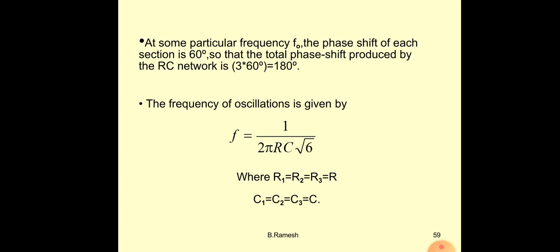Generally an RC network ideally produces 90 degrees phase shift, but practically, because of some losses, it produces about 60 degrees phase shift. So we connected here in this RC phase shift oscillator a 3 section RC network. Each section produces 60 degrees, so 3 times 60 gives 180 degrees phase shift. The frequency of oscillations is given by f = 1/(2π√6 RC), where R1, R2, R3 are equal to R, and C1, C2, C3 are equal to C.